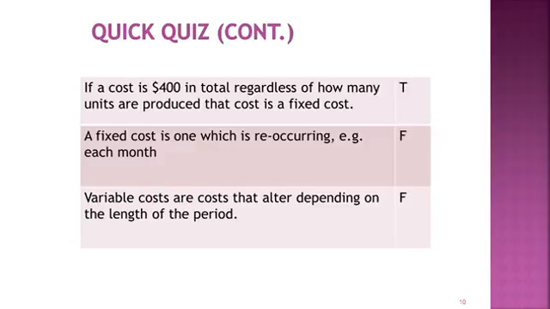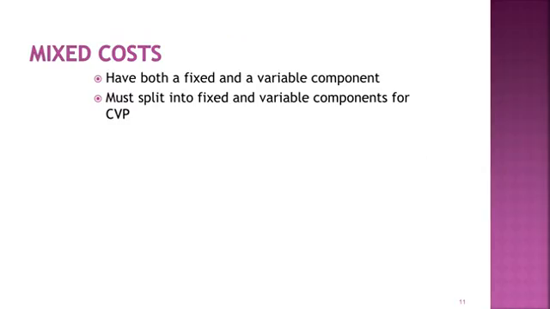A fixed cost is one which is reoccurring. That is false. A variable cost is a cost that alters depending on the length of the period. That one is also false. So think back to the definitions. A fixed cost is fixed in value regardless of how many units are produced, and a variable cost is one that changes or varies in direct proportion to the number of units produced.